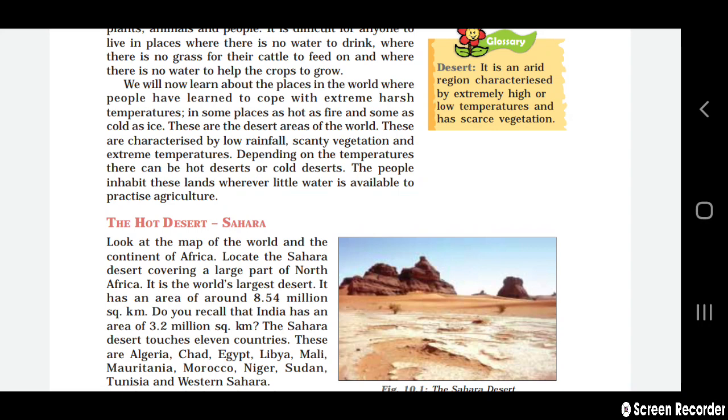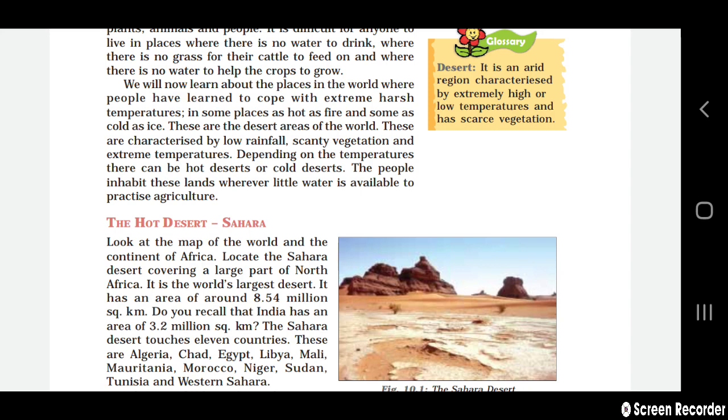There are many desert areas in the world. You can see desert areas all over the world. These are characterized by low rainfall, scanty vegetation, and extreme temperature. Depending upon the temperature, there can be hot deserts or cold deserts.